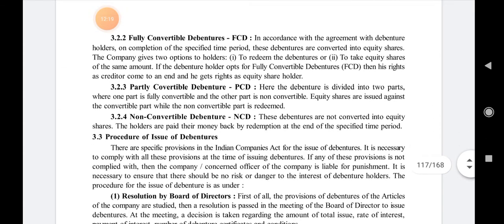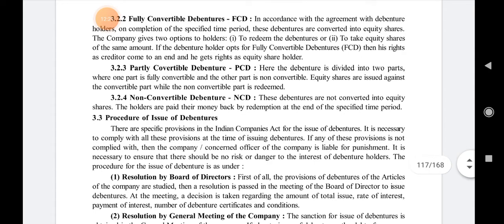Next one is the fully convertible debenture. In accordance with the agreement with debenture holders, on the completion of the specified time period, these documents are converted into the equity share. See, as per the name, fully convertible means in accordance with the agreement with the company as well as the debenture holder, after the specified period they have a chance to convert it into the equity share.